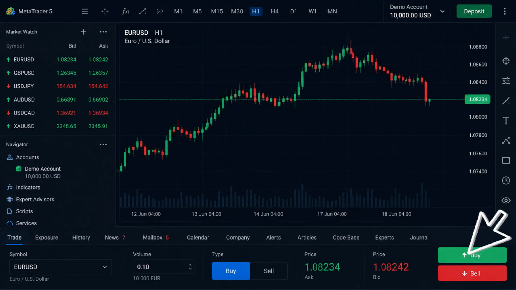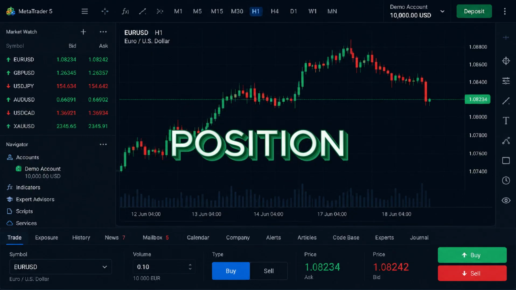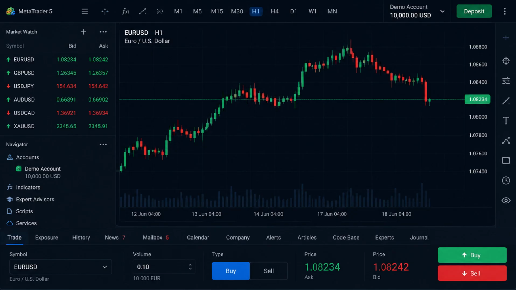They know how to click the buy or sell button, but they don't understand one of the most important concepts in Forex, a position. The truth is, every trade you will ever place begins with opening a position. If you don't understand what a position is, you'll struggle to understand many other Forex concepts as you continue learning. The good news is that it's actually one of the simplest concepts in trading.